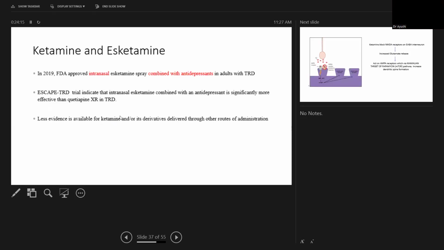First is ketamine. In 2019, the FDA approved intranasal ketamine spray combined with an antidepressant in adults with TRD. There was a trial, the ESCAPE-TRD trial, which compared the efficacy of quetiapine and intranasal esketamine, and they found that intranasal esketamine combined with an antidepressant is significantly more effective than quetiapine XR in treatment-resistant depression, and there is less evidence for other available forms of ketamine for this purpose.